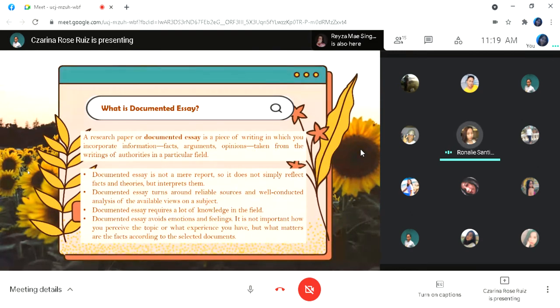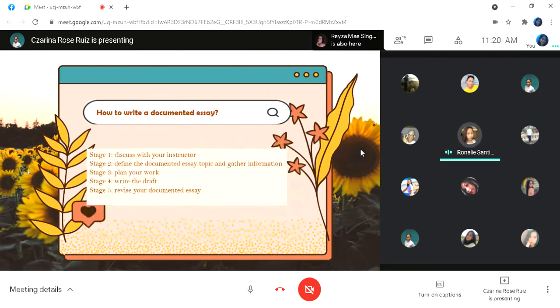It is not important how you perceive the topic or what experience you have, but what matters are the facts according to the selected document. So it's more on providing scientific or factual information. So what is the purpose of a documented essay? The purpose is for you to study the documents provided by your professor to discover and communicate a significant point about history.